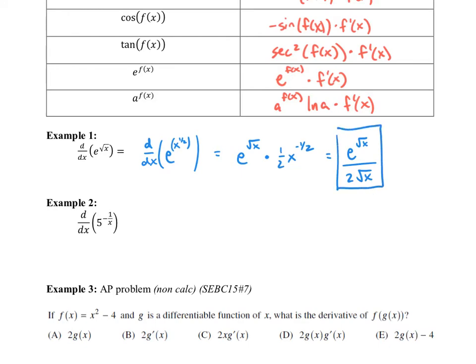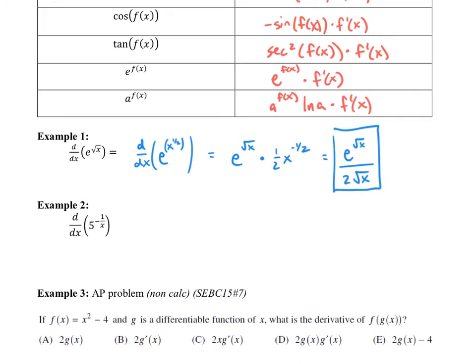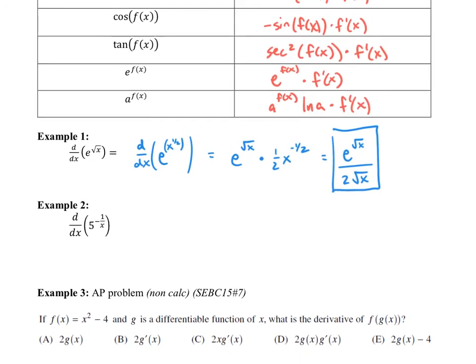Okay, let's try example 2. So example 2, we have 5 to the power of negative 1 over x, so we're going to use this property of a to the f of x to find the derivative. So the derivative of 5 to some power of x would equal 5 to that power multiplied by the natural log of that base 5. Remember, we're doing the same thing in the previous problem, but we don't include the ln of e because ln of e is 1. So we're doing the same kind of process here, but e to the x is a unique situation. And then we have to multiply by the derivative of negative 1 over x, which I'm going to sort of write over to the side.